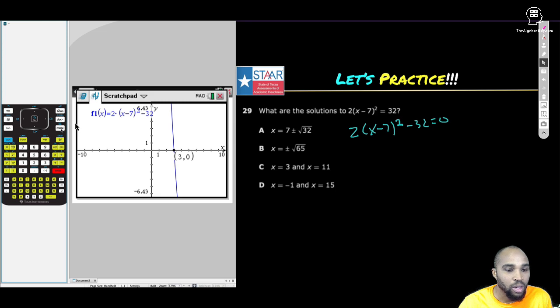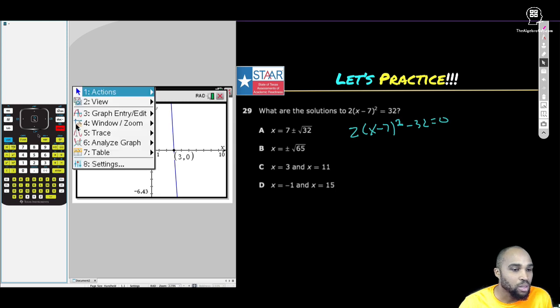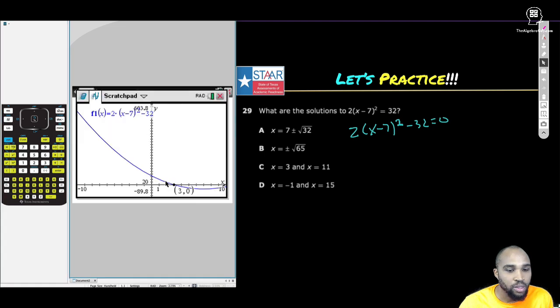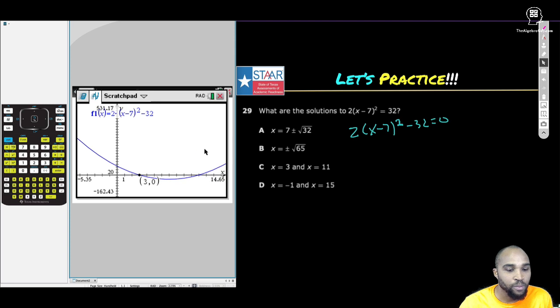Looks kind of weird, so I'm going to zoom, do a standard zoom, and I still can zoom. I'm going to do a fit, and I can see more now. So when I move it over, I can start to see a little bit more. So there's one here, and there's another somewhere here, and I can count it off.